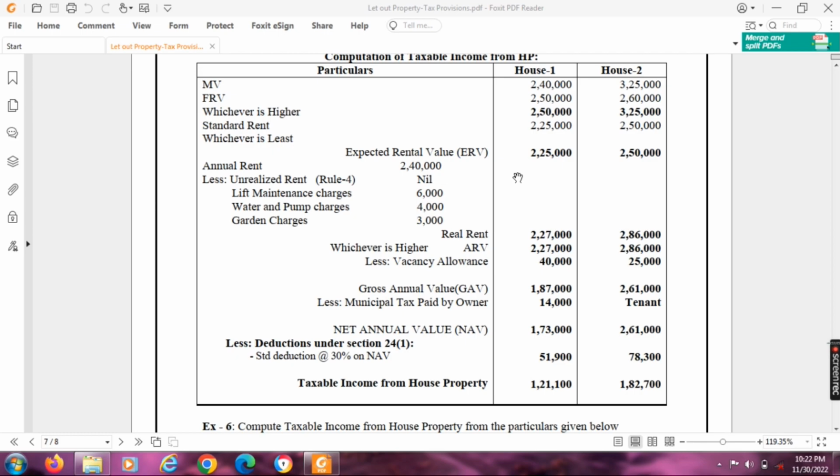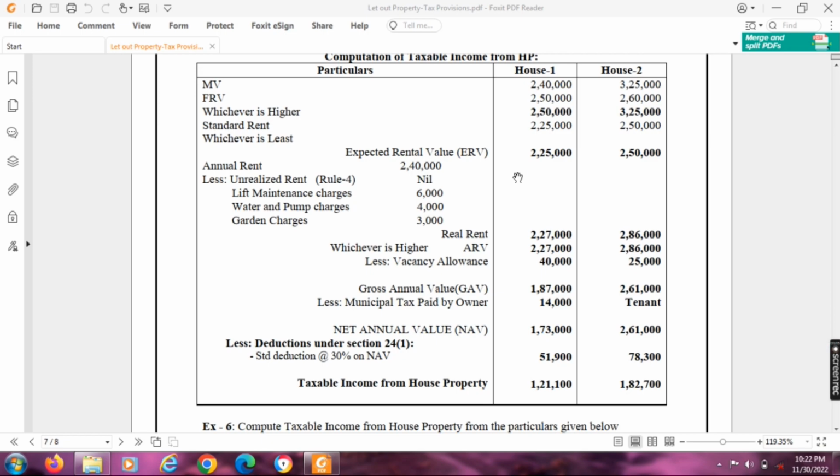Here we can deduct vacancy allowance. House 1 is vacant for 2 months. Annual rent is 2,40,000. So by 12, 20,000 into 2, 40,000 is the vacancy allowance for house 1. In the same pattern, annual rent for house 2 is 3 lakh. So monthly rent will be 3 lakh by 12, 25,000 into 1 month. 25,000 is the vacancy allowance. So the balance is called gross annual value.